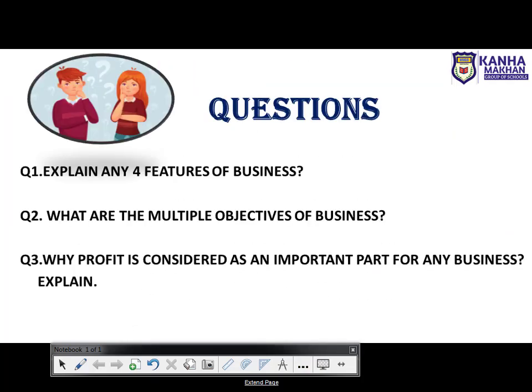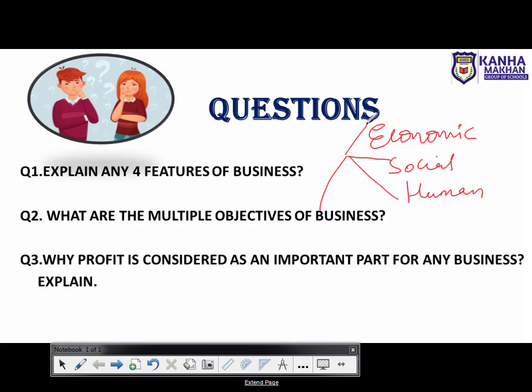Okay, so let's start with the next question. What are the multiple objectives of a business? Yes, again, do you remember that diagram? In that diagram, it is mentioned what? Economic objective, okay? Social objective, and third one is your human objective. So basically you have to explain these 3 things. Okay, multiple includes these 3 things only. Okay, economic, social and human objective. So you have to explain like this.